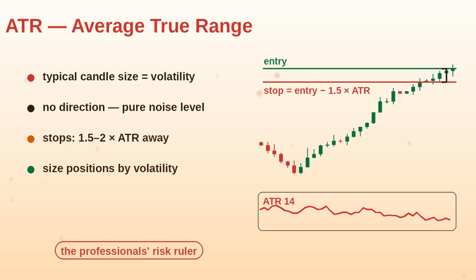Divide your risk budget by the ATR, and every position carries equal risk. Calm stocks get bigger size, wild ones get smaller. Professionals size everything with it.